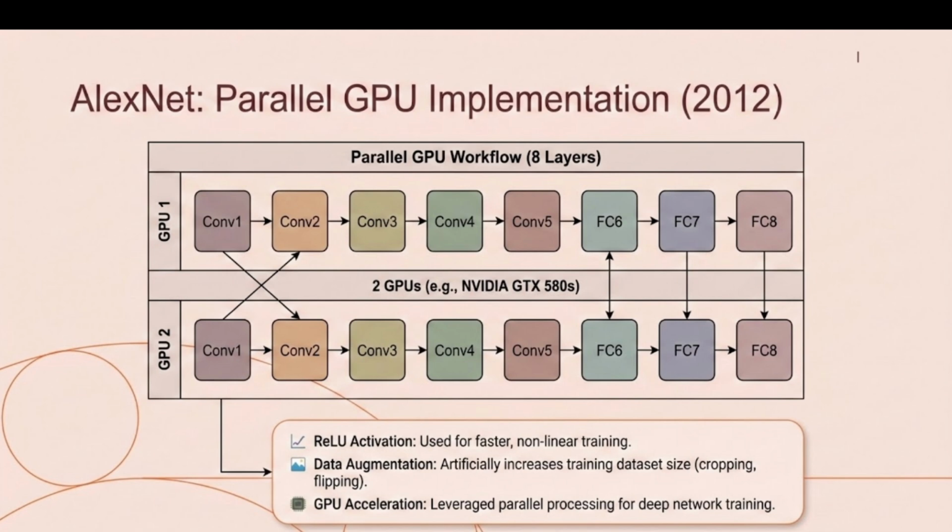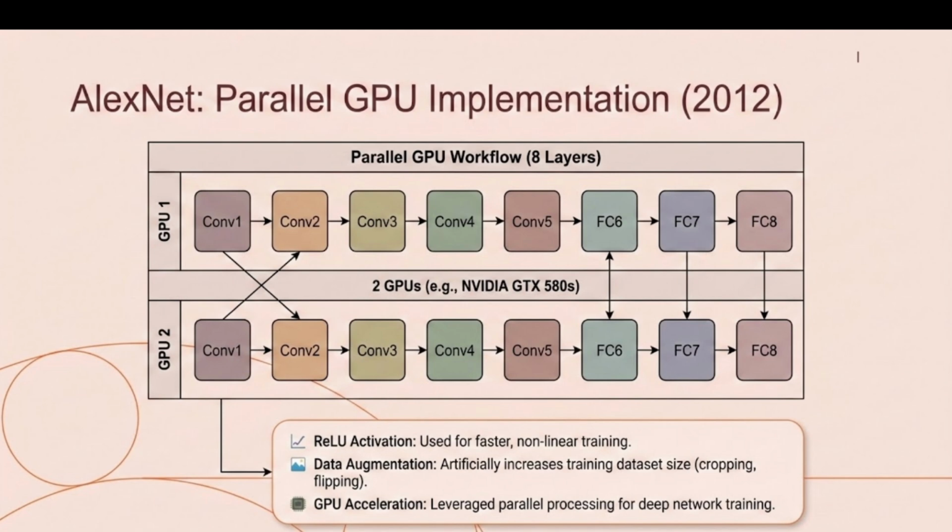So let's start with 2012 and the ImageNet competition, the World Cup of computer vision, basically, where AI attempts to classify over 1 million images into 1,000 different categories. A network called AlexNet entered the field and absolutely crushed the competition, cutting the error rate nearly in half and kicking off the deep learning boom.